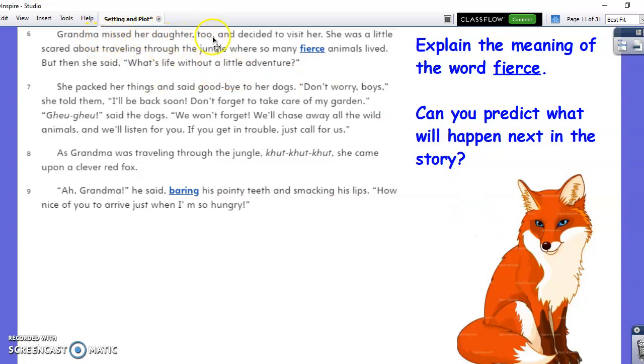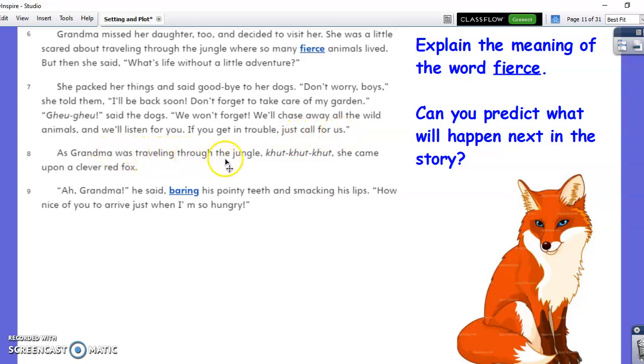Grandma missed her daughter too and decided to visit her. She was a little scared about traveling through the jungle where so many fierce animals lived. But then she said, "What's life without a little adventure?" She packed her things and said goodbye to her dogs. "Don't worry, boys," she told them. "I'll be back soon. Don't forget to take care of my garden." "Roar, roar," said the dogs. "We won't forget. We'll chase away all the wild animals, and we'll listen for you. If you get in trouble, just call for us."